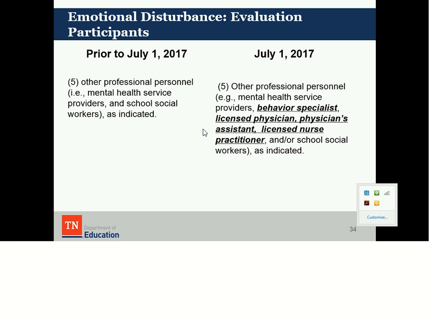Additional professionals were added to our participant list. However, those were listed under members as indicated, or members that could be involved, not necessarily required members. And so we added names that you might want to keep in mind as you're completing your evaluation, that they may be people that you may need for part of your evaluation, depending on the needs of the student.